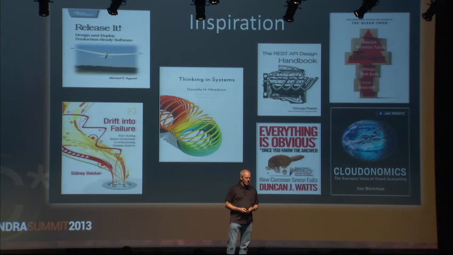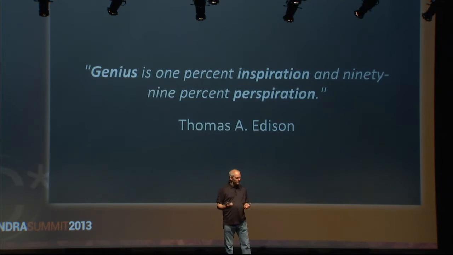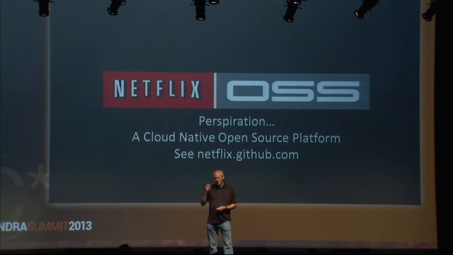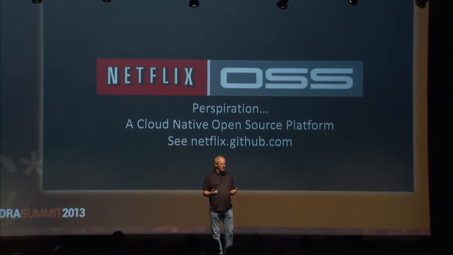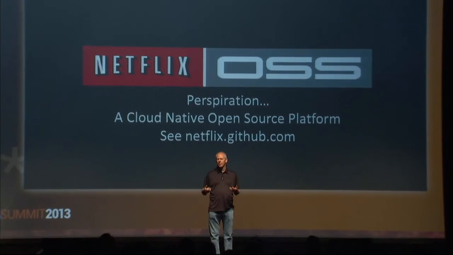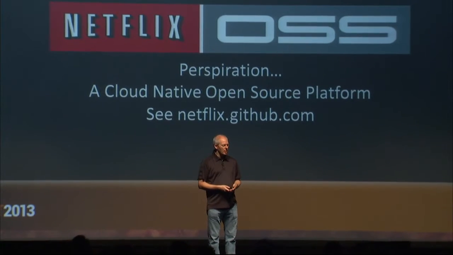So that's the inspiration. But genius is 1% inspiration and 99% perspiration. We had a bit of Thomas Edison earlier. That wasn't coordinated. So this is our perspiration. We've been working on NetflixOSS, a cloud-native open-source platform, for some years. About a year ago, we wrapped this sort of brand around it and started releasing pieces of it.